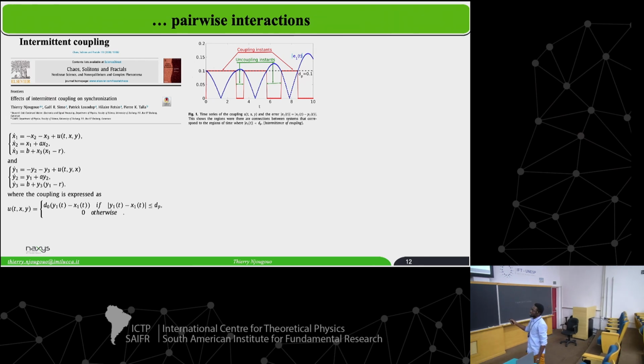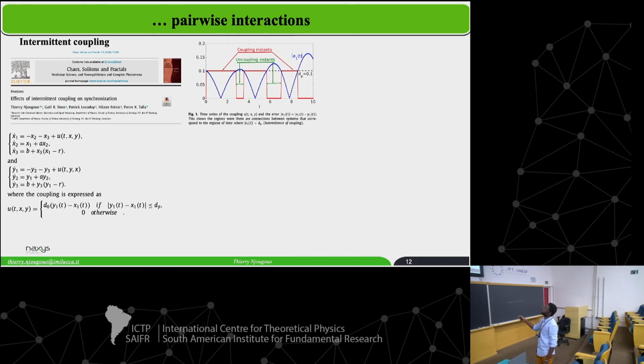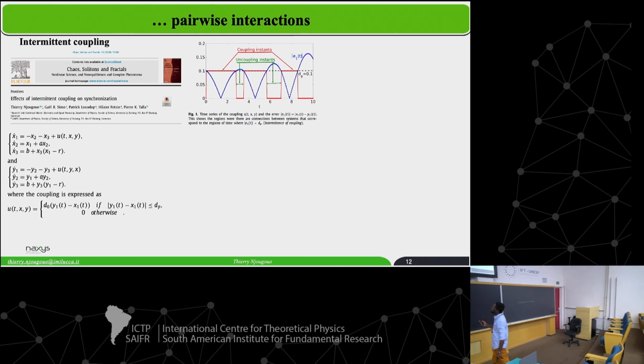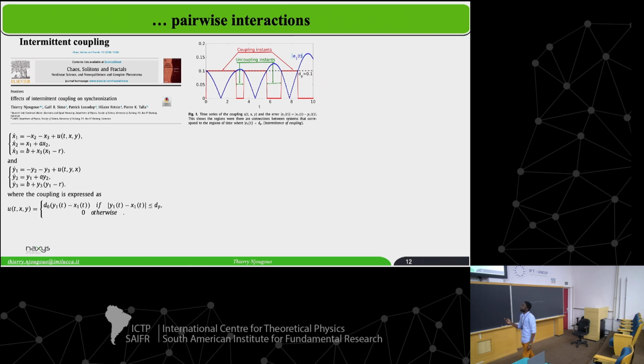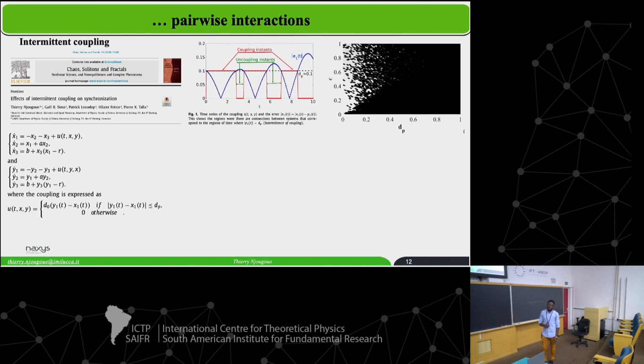And here is an evolution of the coupling and also the error. We can see that, using this kind of coupling, in this scenario, for example, we have the coupling when the error is less than the threshold. If the error is greater than the threshold, we will have an uncoupled state. And then, using this, we apply it on this system.